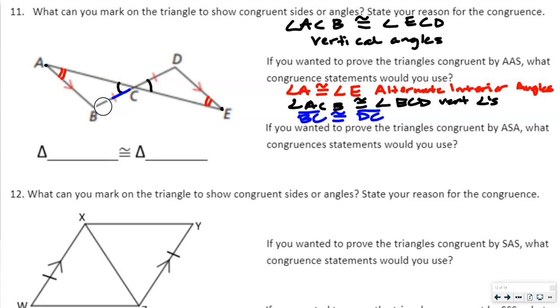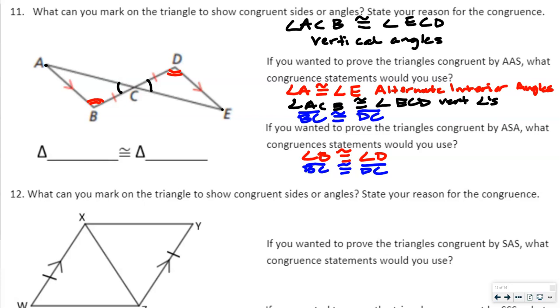All right, now the next one says, if you want to prove the triangles are congruent by angle side angle, okay, so now we already had that was marked there, right? So now we want angle side angle. So this time, I'm going to go down here and I'm going to mark angle B is congruent with angle D, because we want the side between the angles. So I'm going to say angle B is congruent to angle D, and then I'm going to say my side now, right? So I'm going to say BC is congruent to DC. Those are sides, right? Okay.